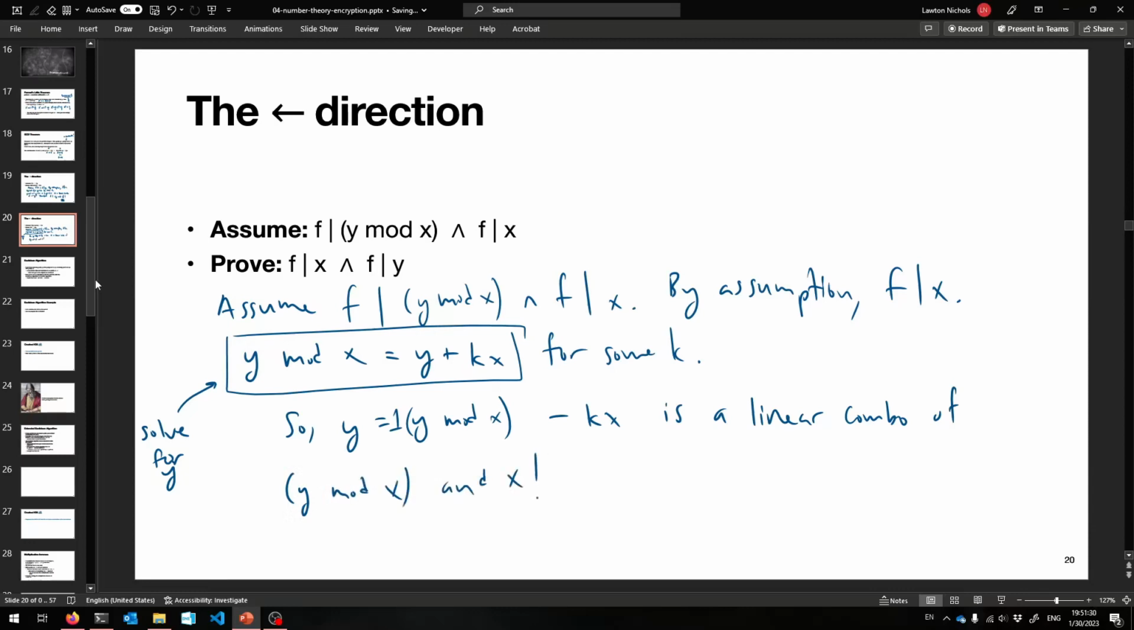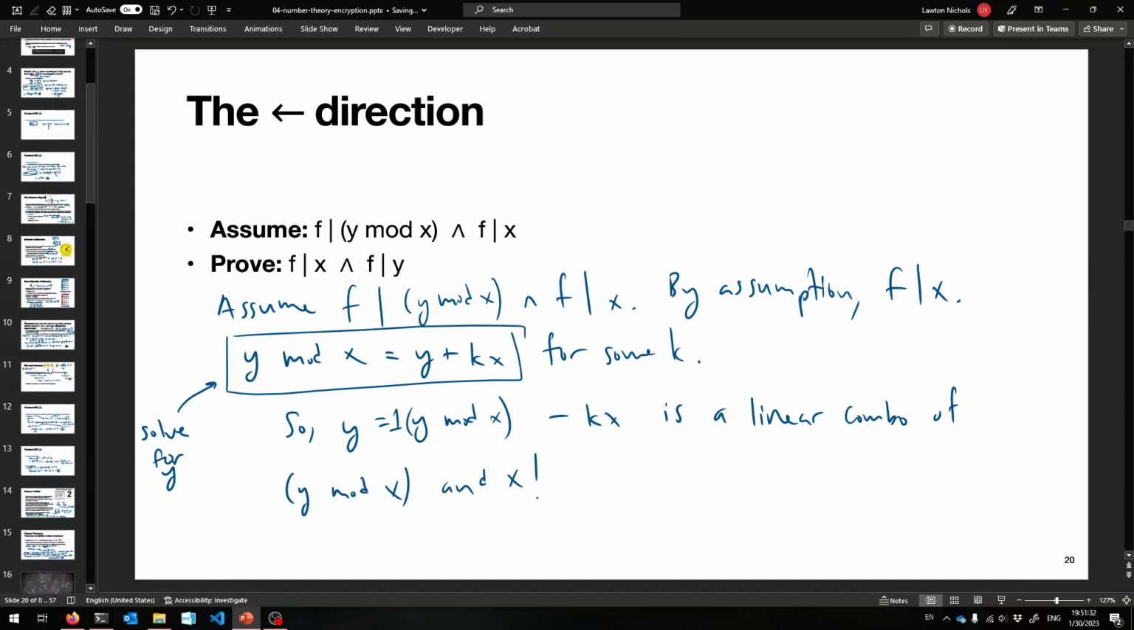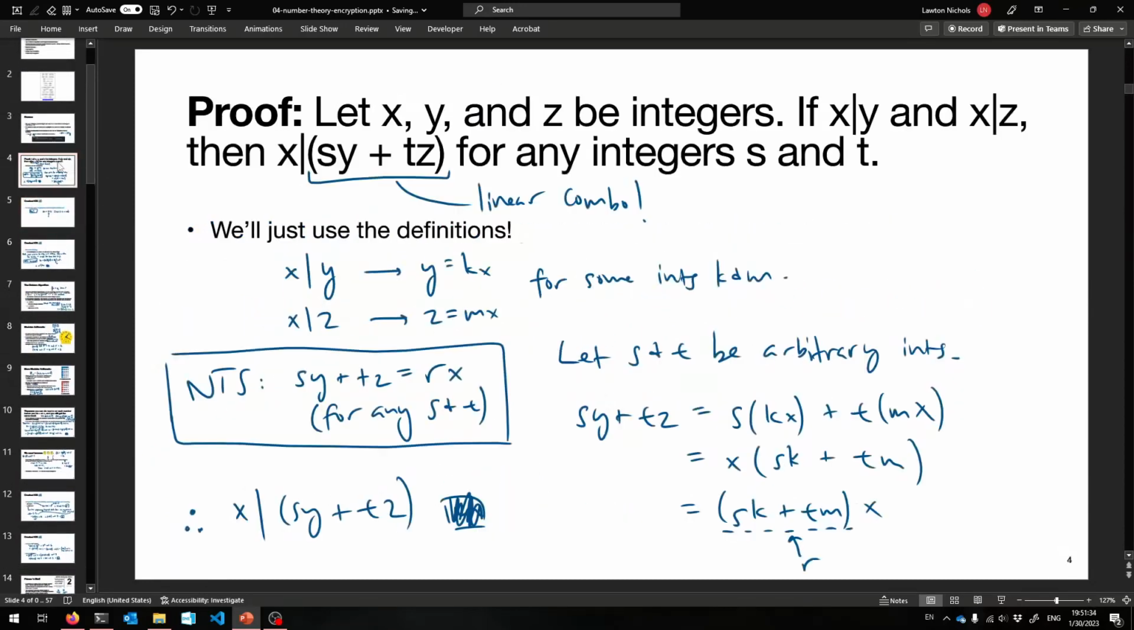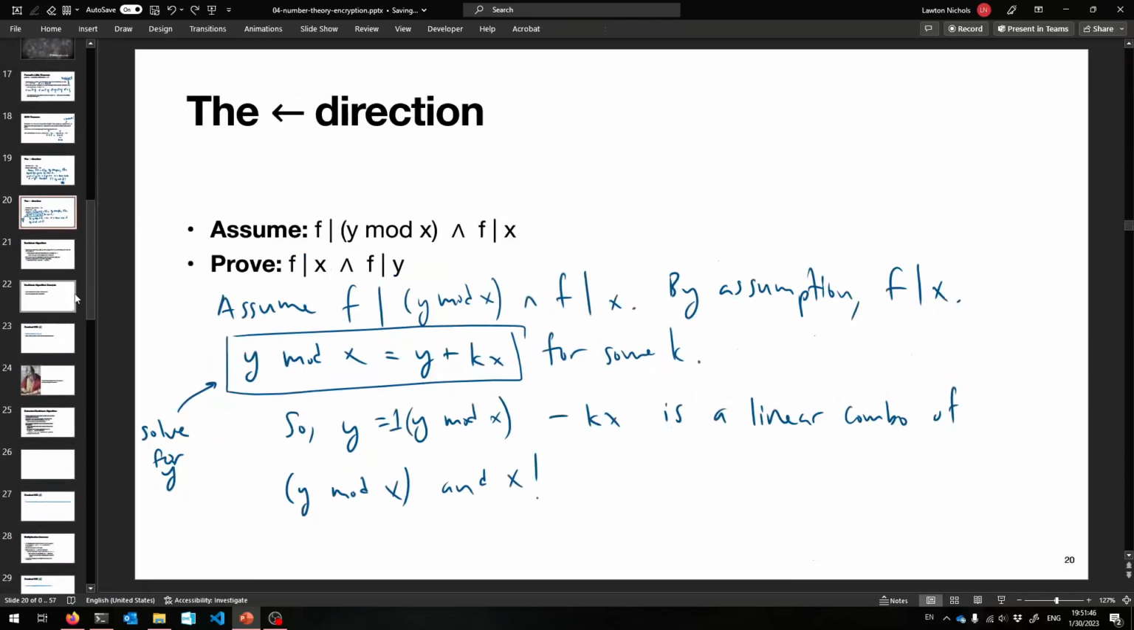And so my theorem applies again. Probably forgot where it was. One of these. I'll scroll to it eventually. So if I know that x divides y and x divides z, then x divides any linear combination of that y and z. So just plug in things appropriately, and I know that this divides this, and this divides this, and y, I've discovered, is a linear combination of y mod x and x. So therefore, f divides y.